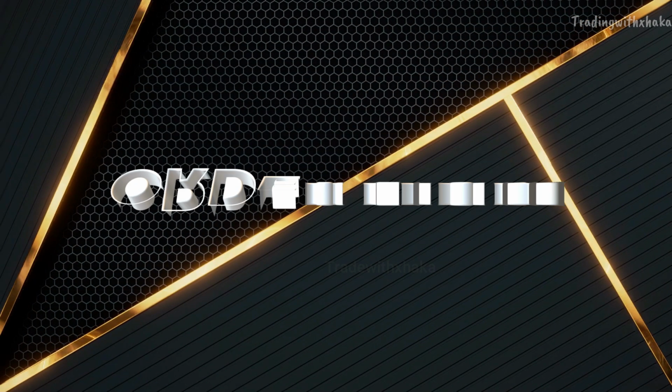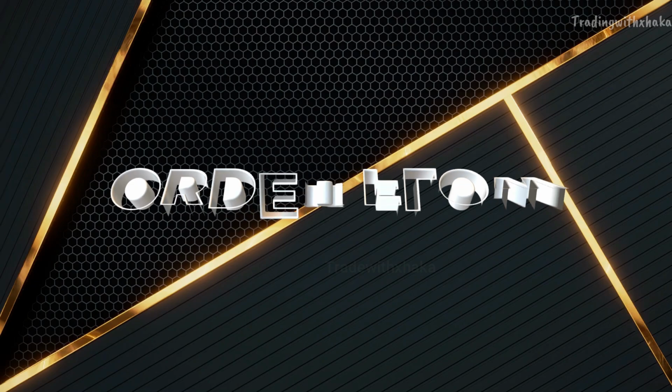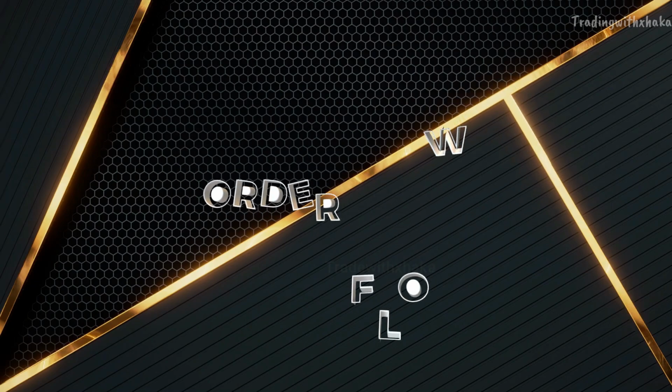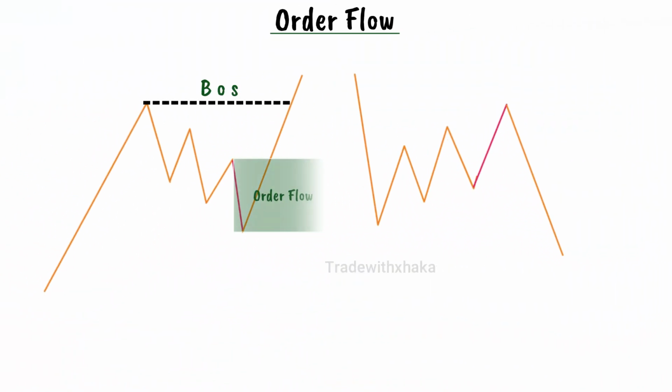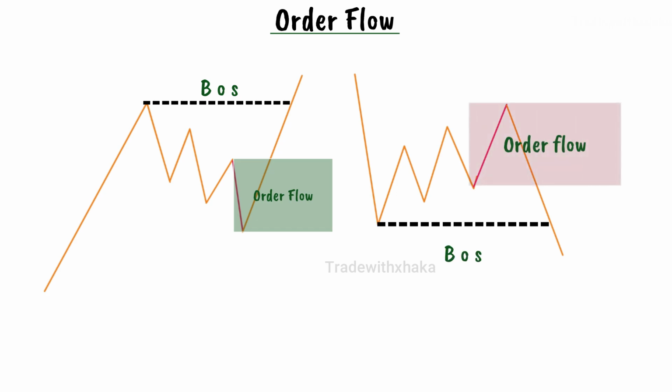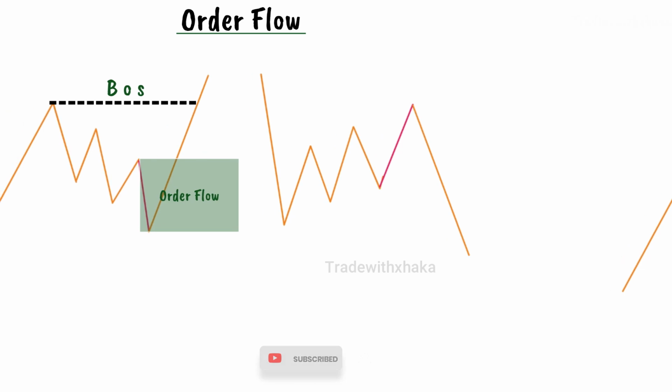Now let me explain to you the second supply and demand zone that we mark on the chart, which is the order flow. Order flow is the last buying or selling pressure before an aggressive movement in the market. A bullish order flow is where the last bearish pressure was present before the bullish move. Similarly, the bearish order flow is where the last bullish pressure was present before the bearish move. Order flow areas are also considered key supply and demand in smart money concepts.